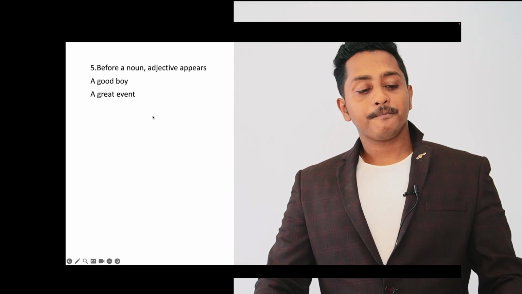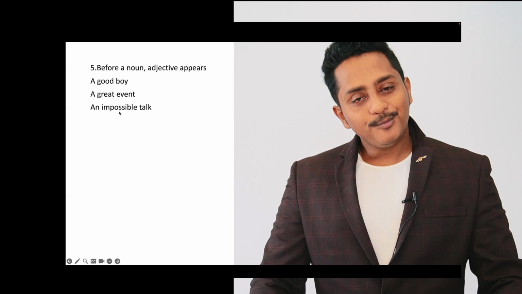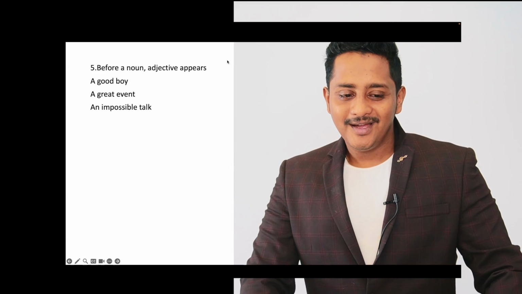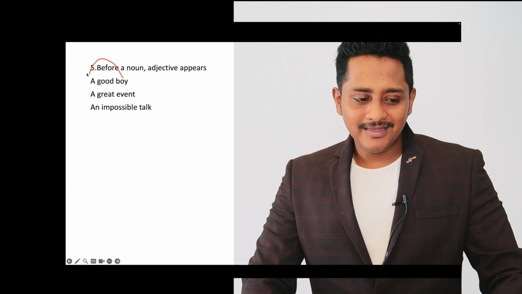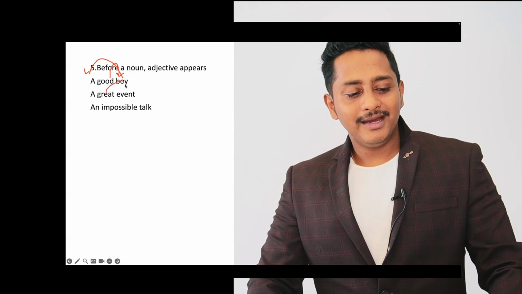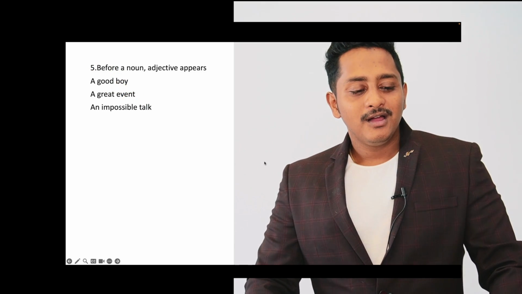Monkey. Good monkey? No, bad monkey. Naughty monkey. Crying monkey. Getting it? A good boy. A great event. An impossible talk. So impossible is an adjective. Great is an adjective. Good is an adjective. Remember, in "a good boy", boy is the noun, and good is acting on the noun. Great is acting on event. Impossible is acting on talk.